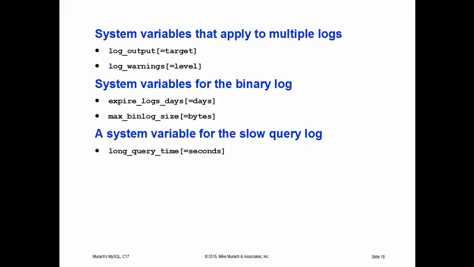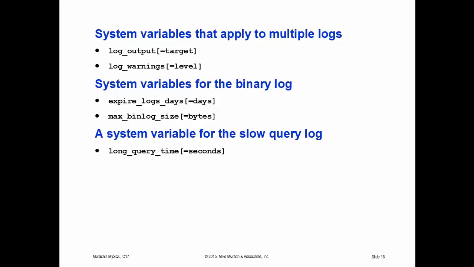Some system variables apply to multiple types of logs, like output equal target and warnings. The output equal target sends the output for the general log and the slow query log to a file, a table, or nowhere. The log warnings determines what errors are logged. The default is 1, which logs aborted connections. If you set it to 0, that'll disable the option. If you want to log both aborted connections and access denied errors, you then set the log to 2.